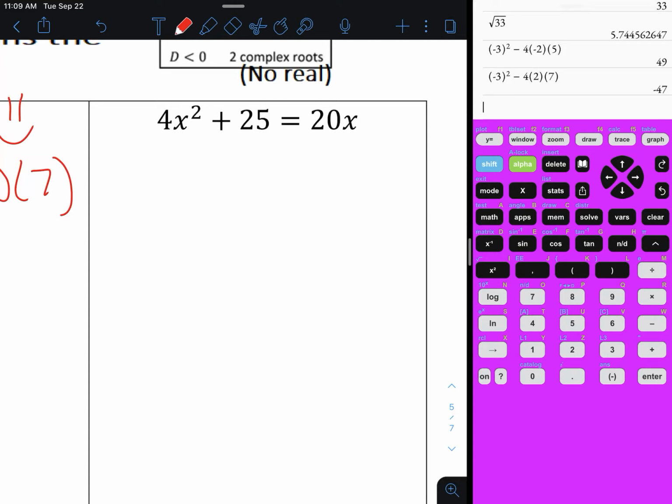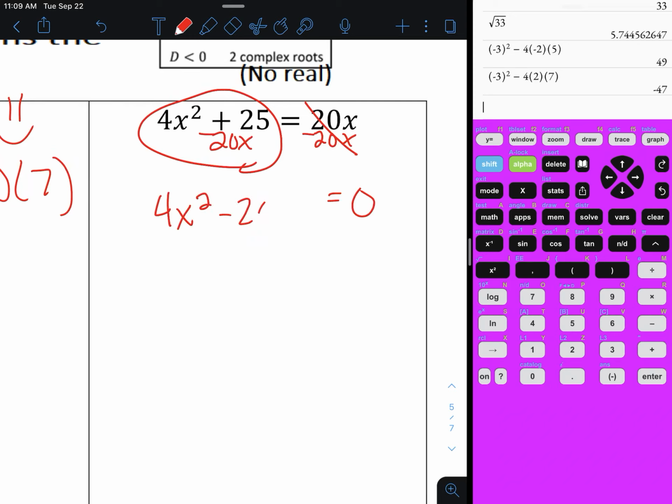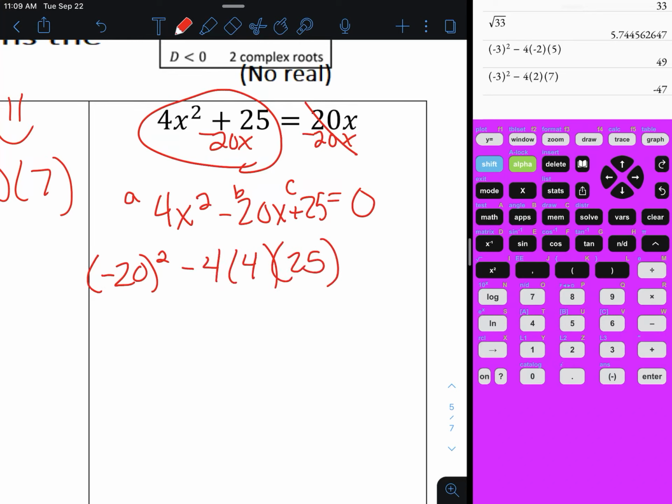Oh, now this one is not set equal to 0. That's a bummer. I'm going to subtract 20x and put it on the correct side. So I get a big old 0 over here. Put this stuff in order: 4x squared minus 20x plus 25. A, b, and c. So b squared minus 4 times a times c. Let's get that plugged in there.